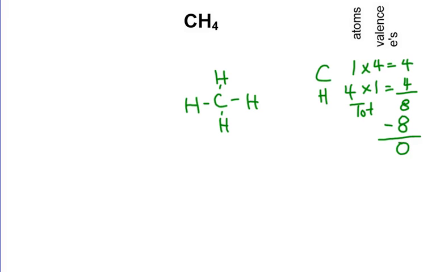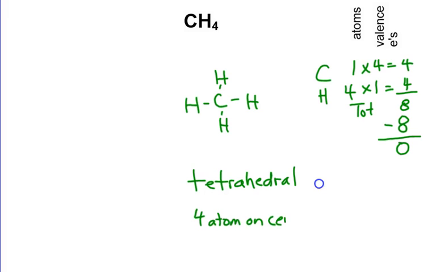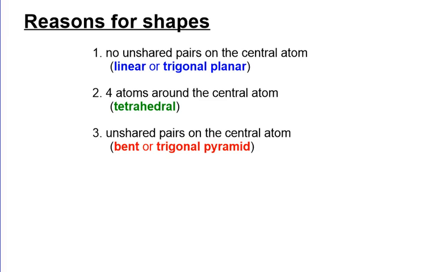Everything's there. So what are we going to call this guy? Tetrahedron. Okay, so this is tetrahedral. That's 4 atoms on the central atom. And the last screen is the reasons that I was using. It tells you to which kind of shape each of those reasons applies.